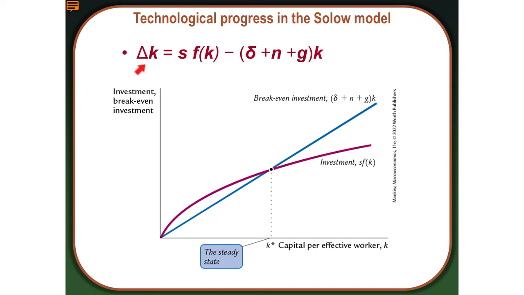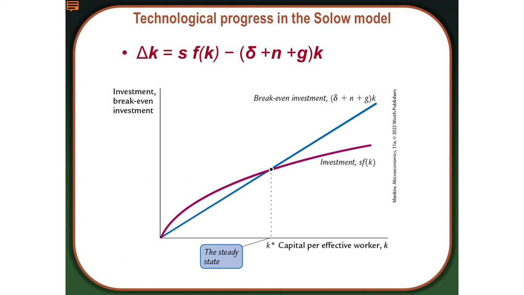So our law of motion is changed only slightly. Delta k is equal to s times f of k. This is unchanged. But now we are going to subtract (delta plus n plus g) times k. So in steady state, delta k will be equal to 0. So in steady state, actual investment is just equal to break-even investment once we account for this parameter g.